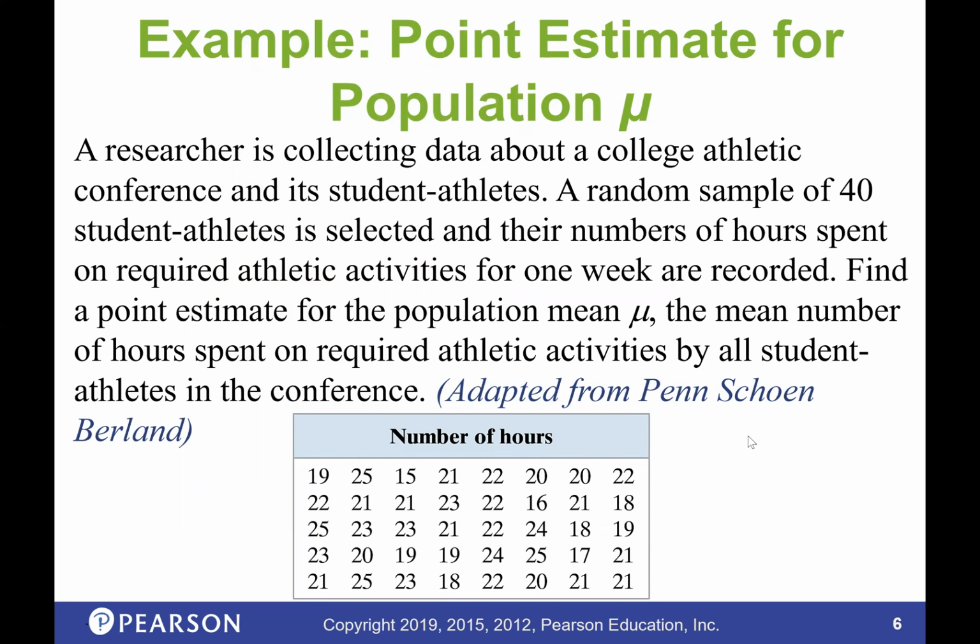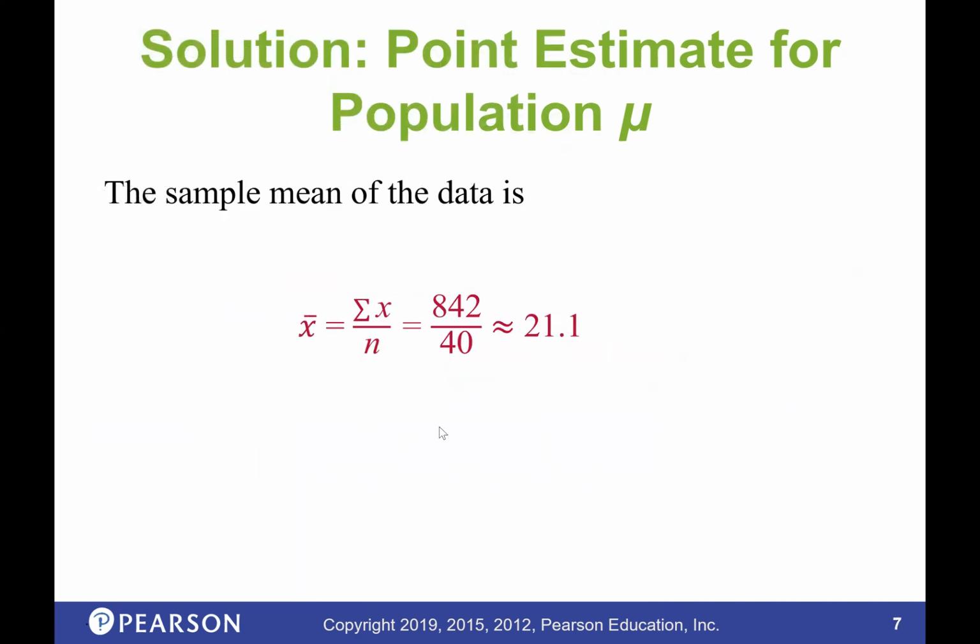So we're trying to figure out a number that will help us to understand the average. So the mean number of hours spent on required athletic activities by all the student athletes recorded here, all 40 of them, is right there. And what do we do? We take x bar, so that's called x bar. We add up all the x values, the sample values we have, divide by 40, and we got 21.1.